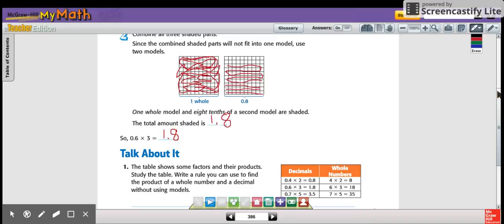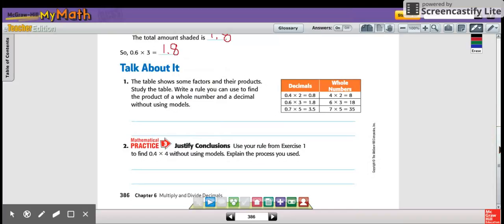All right. Right here, this table shows some factors and their products. Study the table and write the rule you can use to find the product of a whole number and a decimal without using models. We see here that 4/10 times 2 equals 8/10. 6/10 times 3 equals 1 and 8/10. 7/10 times 5 equals 3 and 5/10.